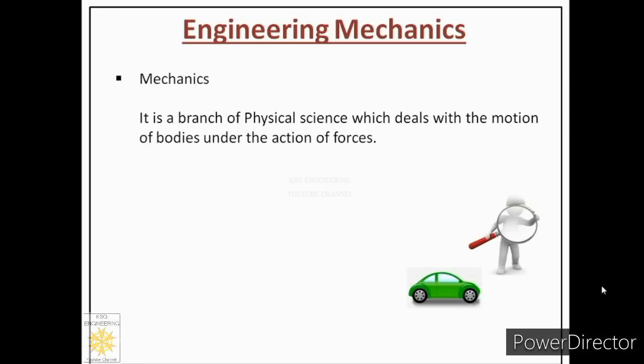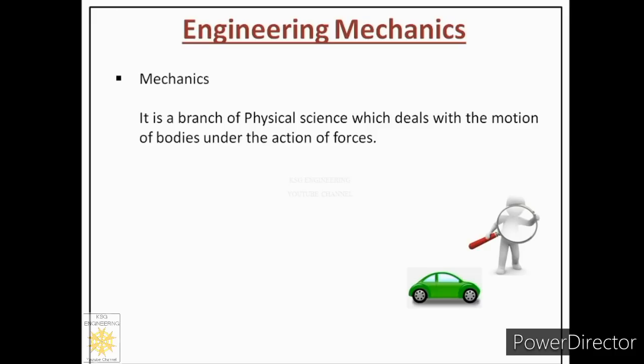So let us see the definition of engineering mechanics. In the zero lecture as well, we have discussed that it is a branch of physical science which deals with the motion of bodies under the action of forces. So basically, we study what will be the effect of forces on the state of motion of the body. By state of motion, we mean we want to know what will be the change in the state of motion. If the body is at rest, and I apply certain forces on the body, what effect will those forces produce on the body at rest that we have considered.